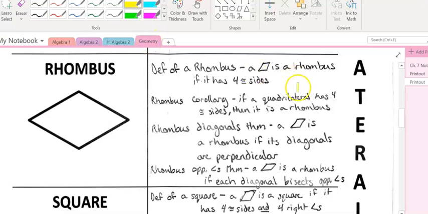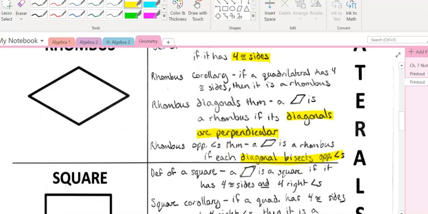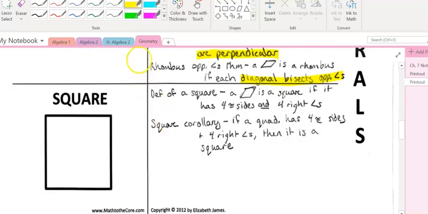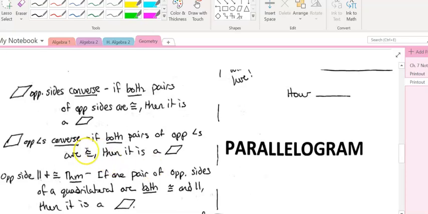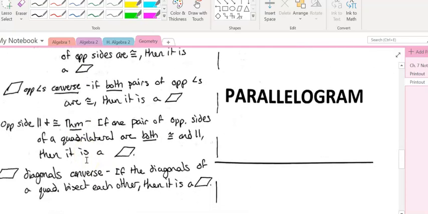So on a rhombus, we learned that it has four congruent sides. We haven't learned this yet, but the diagonals have to be perpendicular, meaning they intersect at a right angle. And the diagonals bisect opposite angles, which we'll expand on in a future video. And then on a square, let's see, it has four congruent sides and four right angles. But I put the names of everything. And on the back side, I put the converse and theorems and things that we learned about if you are proving a shape as a parallelogram. That's what I would use.